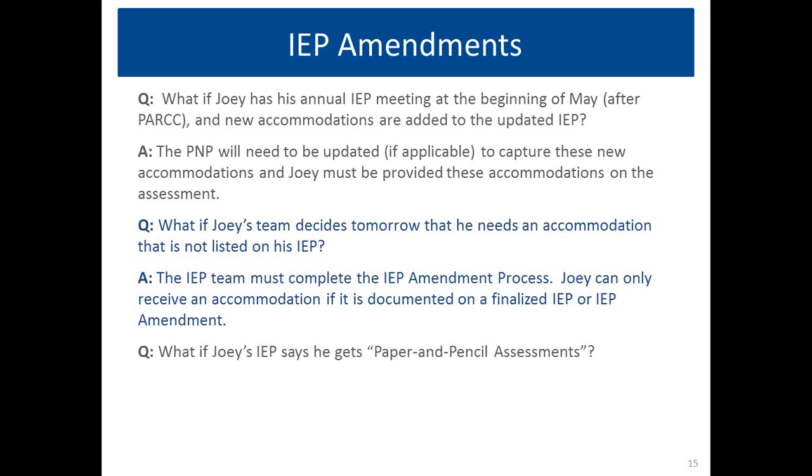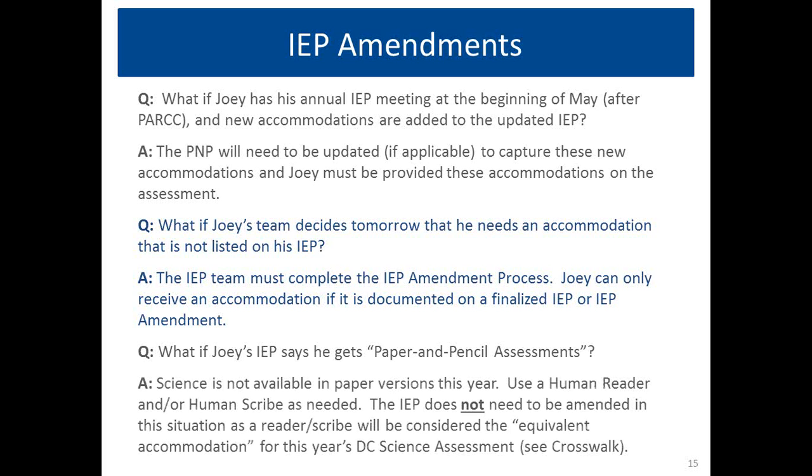Question: what if Joey's IEP says that he gets a paper and pencil assessment? Well, unfortunately, a paper version of the science test is not available this year. So you're going to have to provide similar accommodations to try to provide the same level of support. Perhaps a human reader or human scribe might be needed.